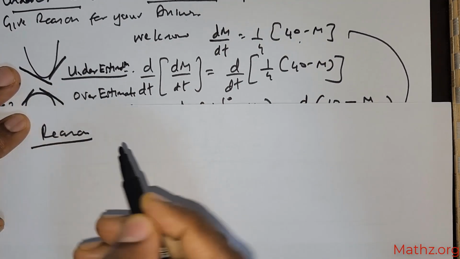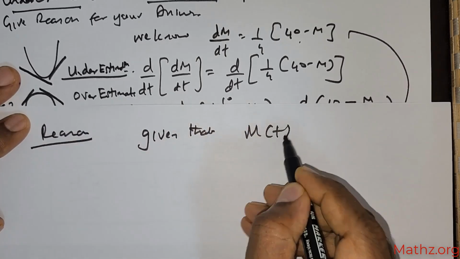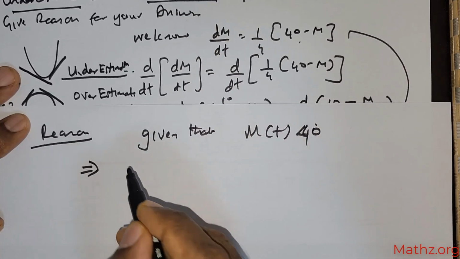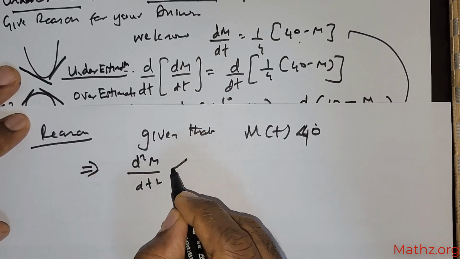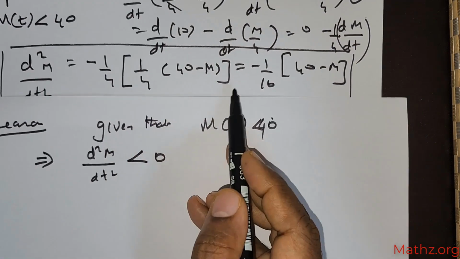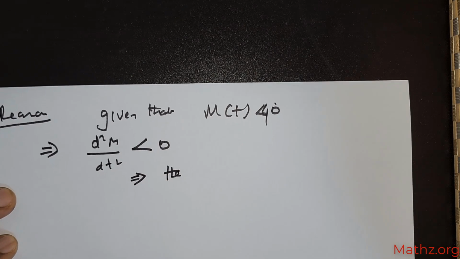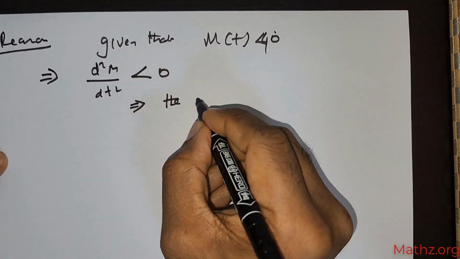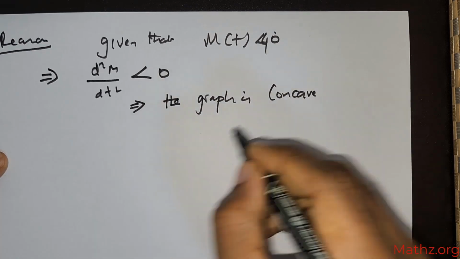So this is the reason. They are asking us to give the reason. So what is the reason? Given that m of t is less than 40, this means d squared m over dt squared will always be less than 0. Why is it less than 0? I have explained that over here. So this means the curve that we are actually getting can easily be judged here. So I'm going to write that down. So this means the graph is concave down.